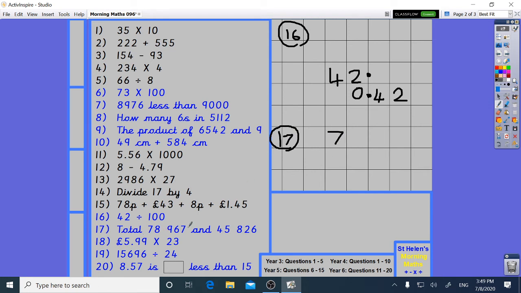This space just means a comma, as we saw yesterday. 7, 8, 9, 6, 7. 4, 5, 8, 2, 6. Be very careful when you're copying down questions which have big numbers in. Easy to copy them down wrong, then you'll get it wrong. 7, 8, 9, 6, 7. 4, 5, 8, 8, 2, 6. Okay, we'll do the adding.